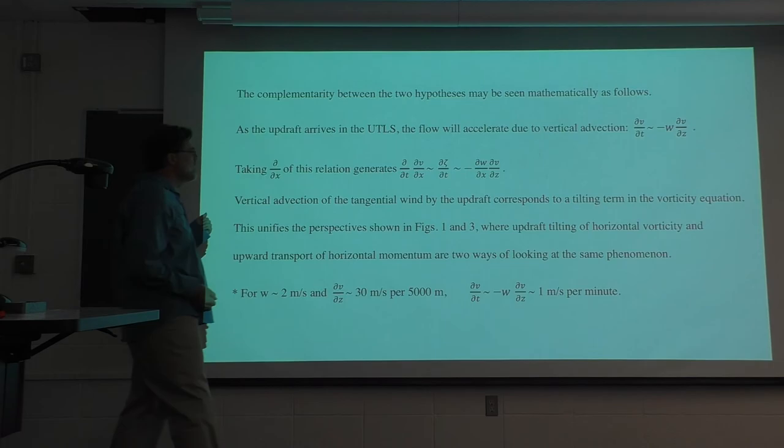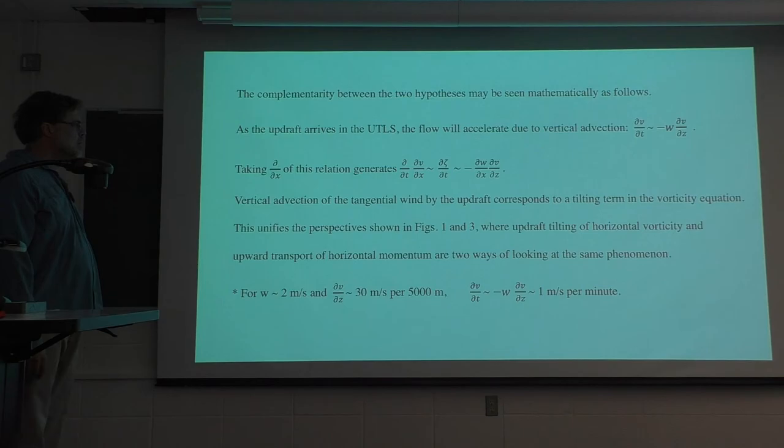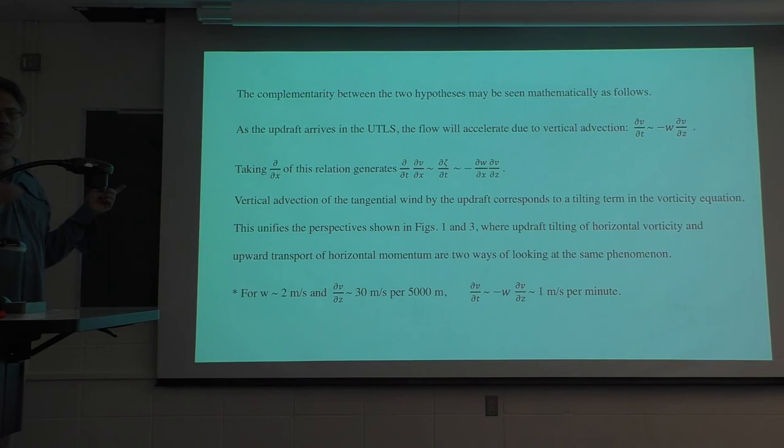Vertical advection of this tangential wind by the updraft corresponds to the tilting term and unifies the two perspectives in these figures that I'm showing. So there are really just two ways of looking at the same phenomenon. But if you don't like this approach with just talking about absolute vorticity in the vertical, wait till part three, which is in section six about the PV budget.